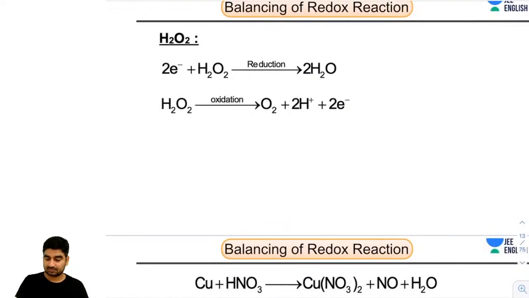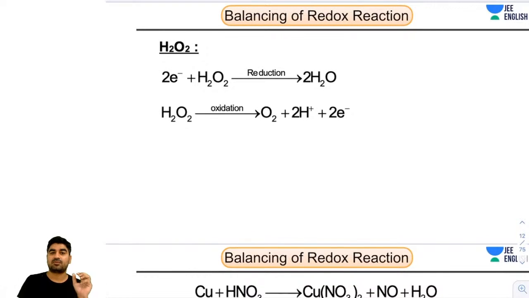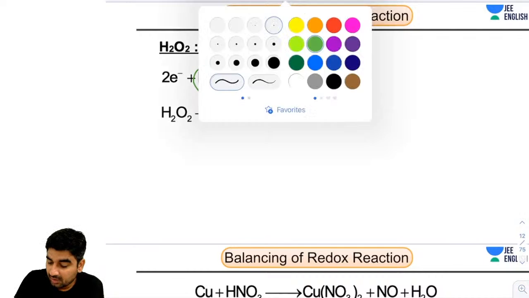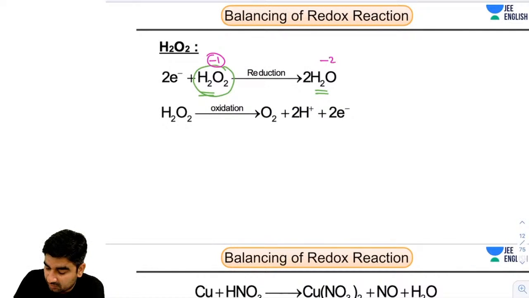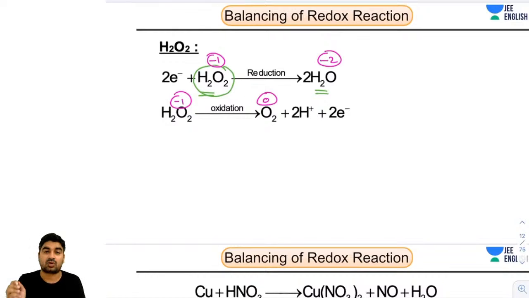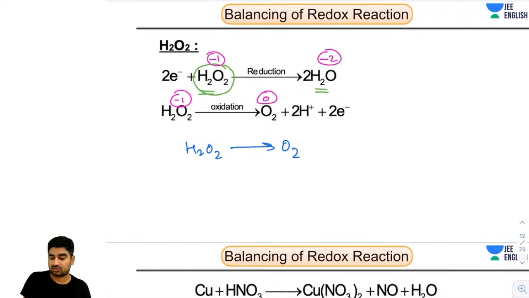Now solve this one. Before solving it, I'm telling you, when H2O2 is reduced, it gets converted into water. In H2O2, oxygen is -1 and in H2O it is -2. So basically reduction of oxygen is taking place. And when oxidation of H2O2 takes place, oxygen goes from -1 to 0. So oxidation is taking place. In the first case, reduction is taking place. So you should remember: when there is oxidation of H2O2, always make oxygen, and when there is reduction of H2O2, always write water.